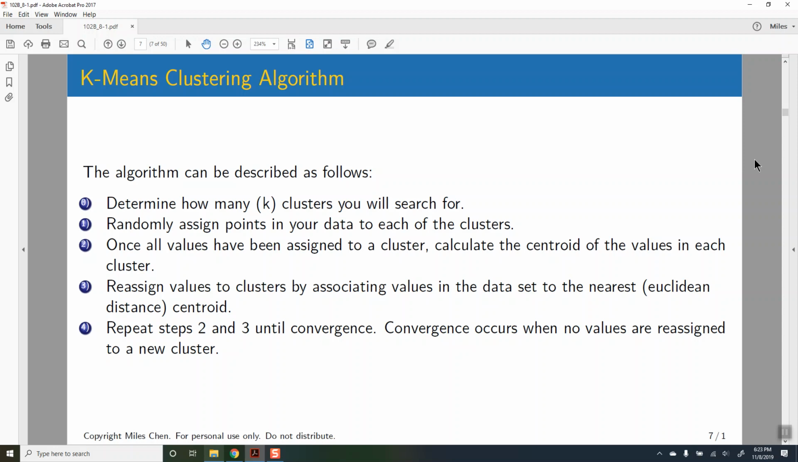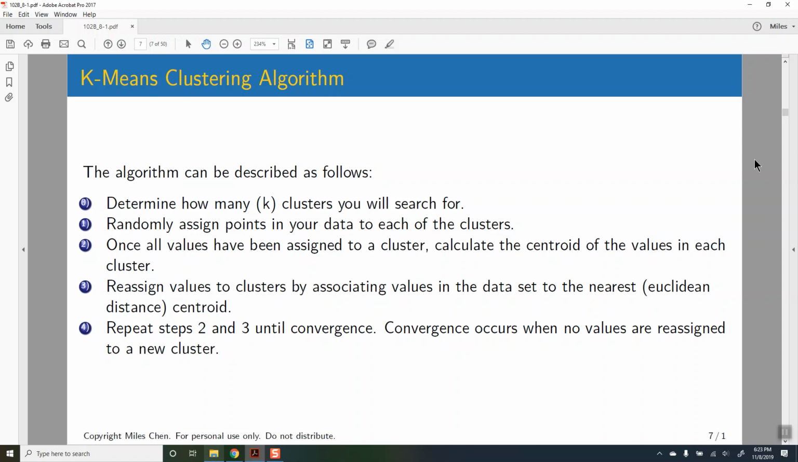Rewind. We're going to randomly assign. The first thing we do, we randomly assign points in your data to each of the clusters. You've got 3 clusters. You're going to randomly assign them to one of the 3. All of them, you just start off random.